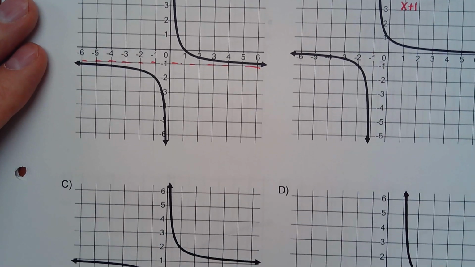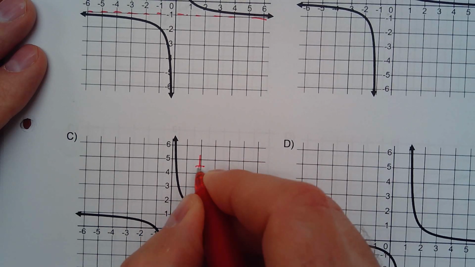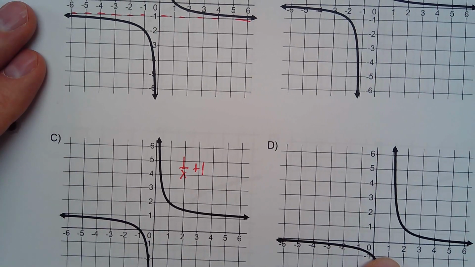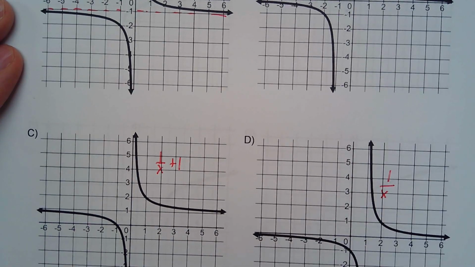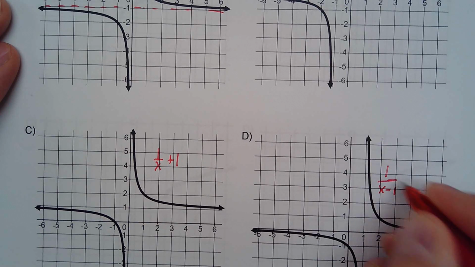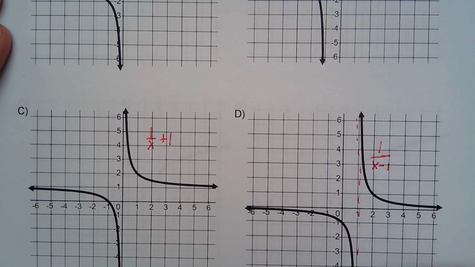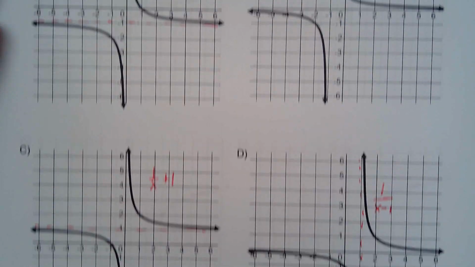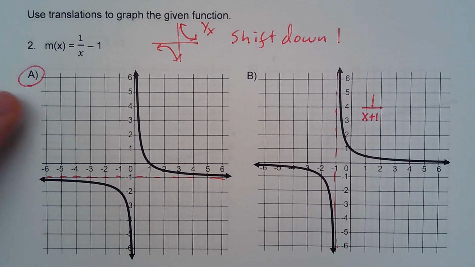This has been shifted up 1. So that would be 1 over x plus 1. And then this has been shifted to the right 1. So that would be 1 over x minus 1. Kind of draw in where these asymptotes would be. So the correct answer here is A.